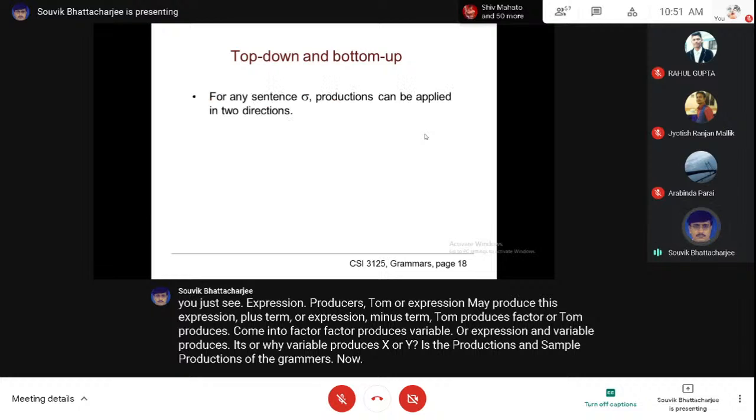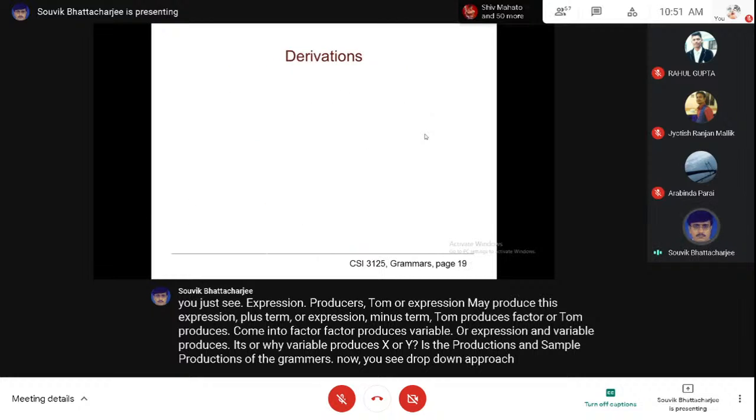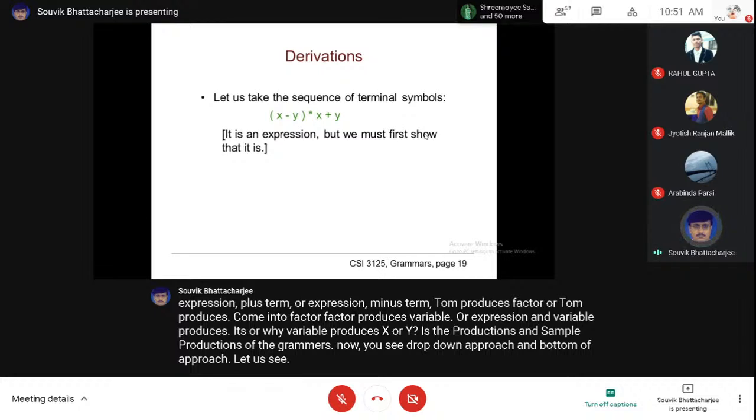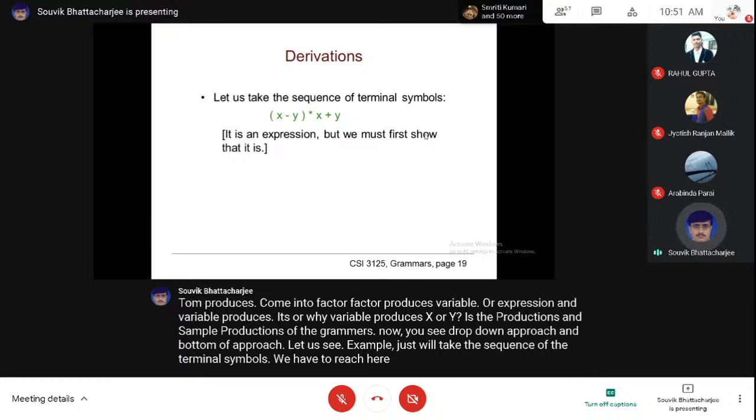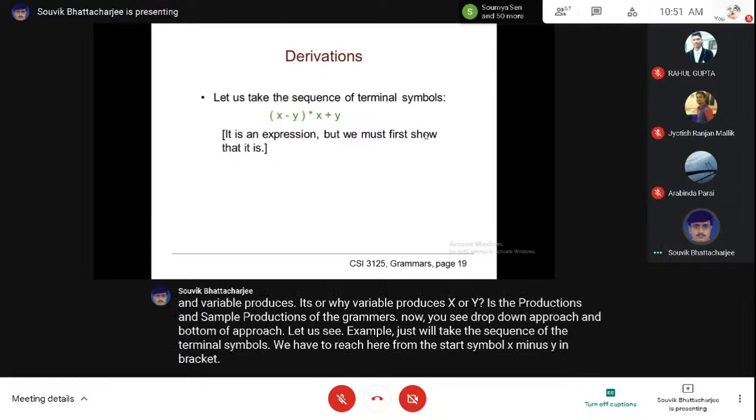Now we just see the top-down approach and bottom-up approach. Let us see an example. We will take the sequence of the terminal symbols. We have to reach here from the start symbol: x minus y in bracket star x plus y. How can I reach these things? Let us see.